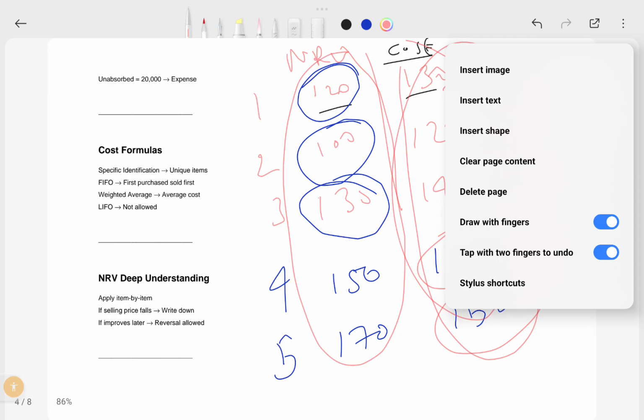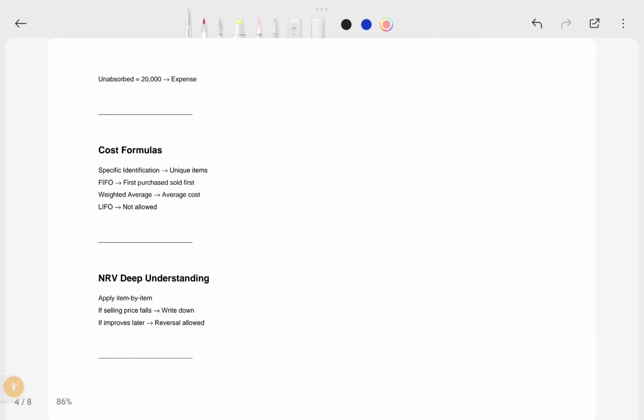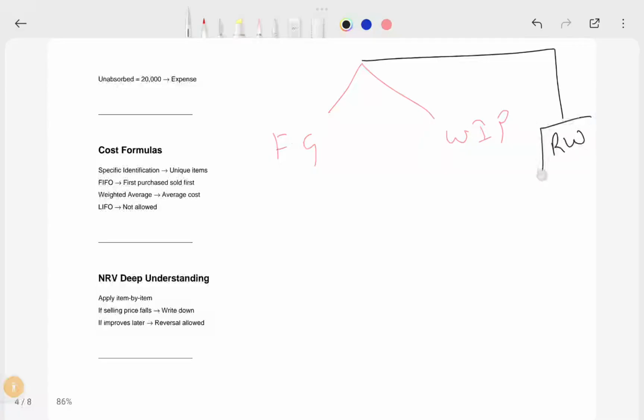Concentrate on the next 5 minutes, and you will understand the NRV. In NRV we need to calculate for three items: one is finished goods, one is work in progress, and another one is raw material. Raw material you put aside for the time being. Presently we will complete finished goods and work in progress.